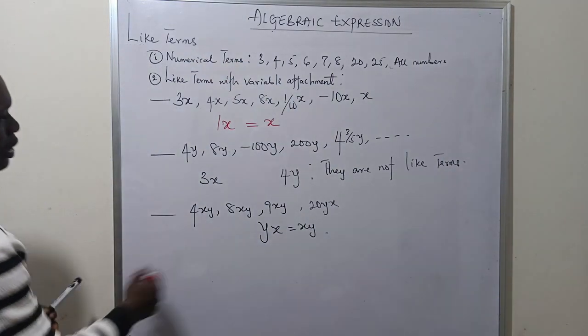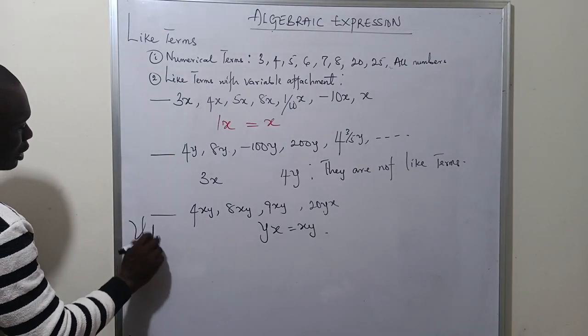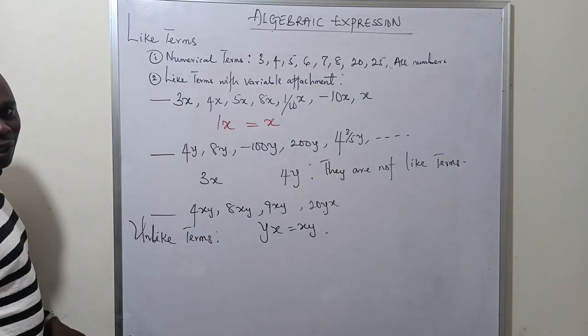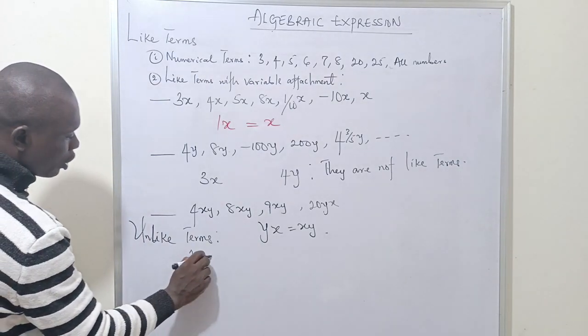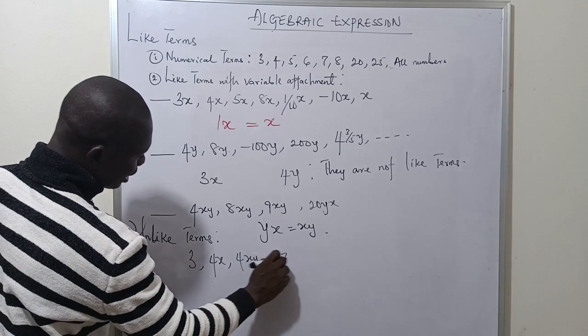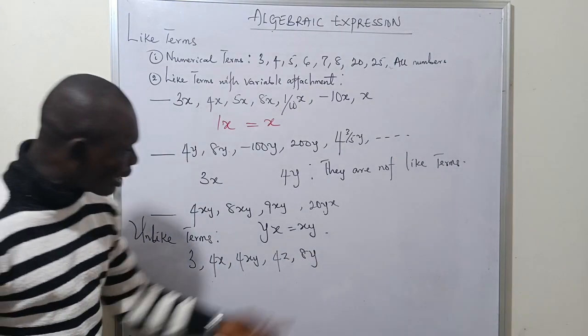Okay, I think with this we've discussed like terms. Now I can then say my unlike terms. My unlike terms are terms that don't have the same variable. Like your 4x, 4xy, 4z, 8y. Now all of these are unlike terms.